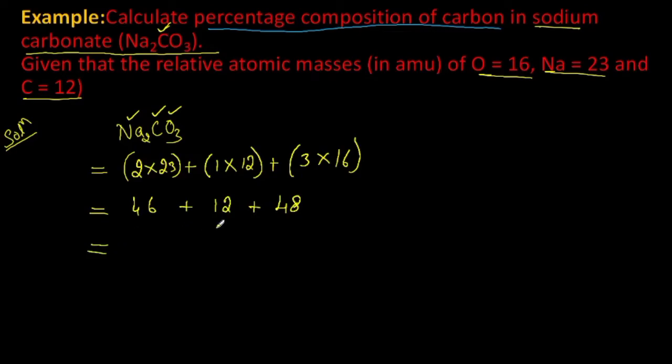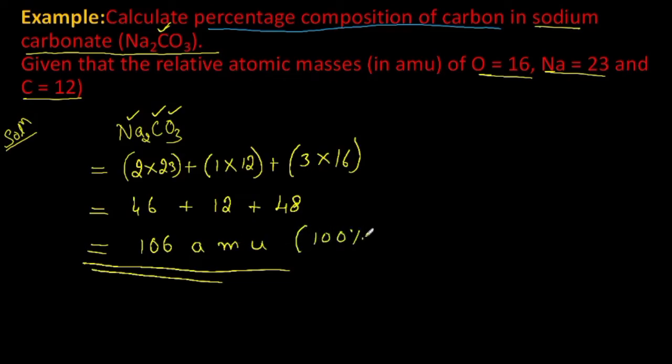So on adding all these values, we will get 106 AMU, that is atomic mass unit. The total molecular mass of the sodium carbonate is 106 AMU. So now we will consider this mass as 100% because we have to find it in terms of percentage. Okay, now out of this 100% mass, what is the percentage by weight of carbon present in this 100%?